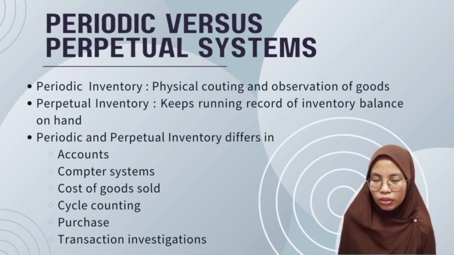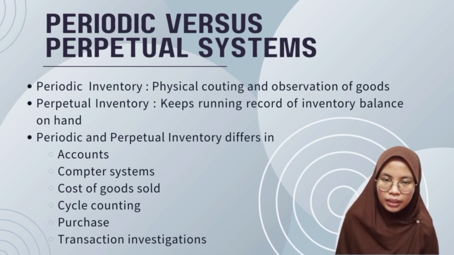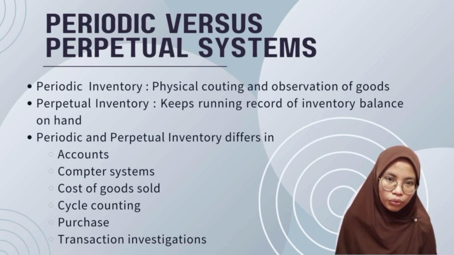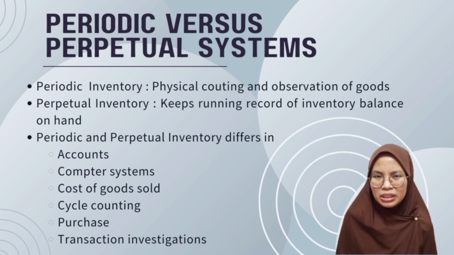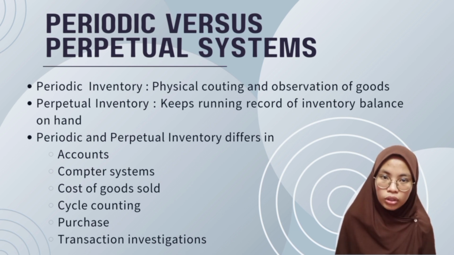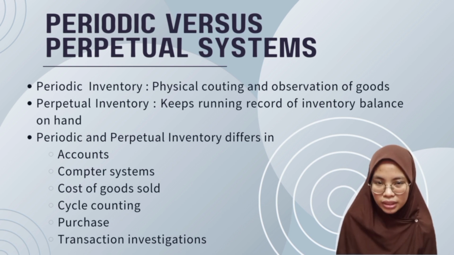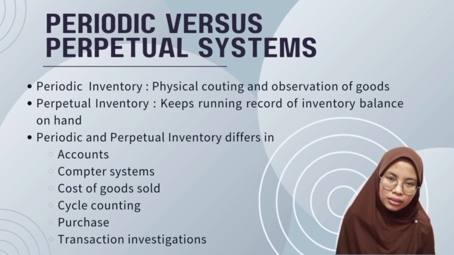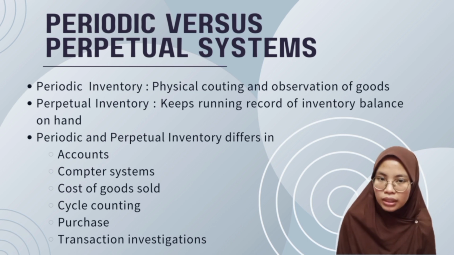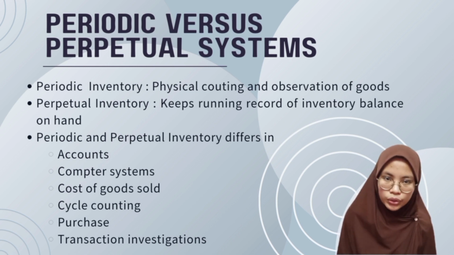The simplicity of a periodic inventory system allows for the use of manual record keeping for very small inventories. It is impossible to manually maintain the records for a perpetual inventory system since there may be thousands of transactions at the unit level in every accounting period. Next, cost of goods sold.